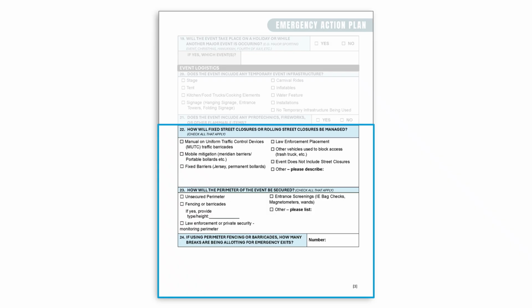Question 24. Emergency exit breaks in fencing. These are required for fire/life safety. These must be pre-identified and marked on your site map.